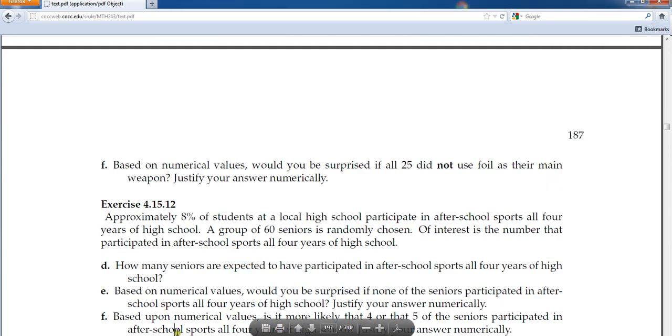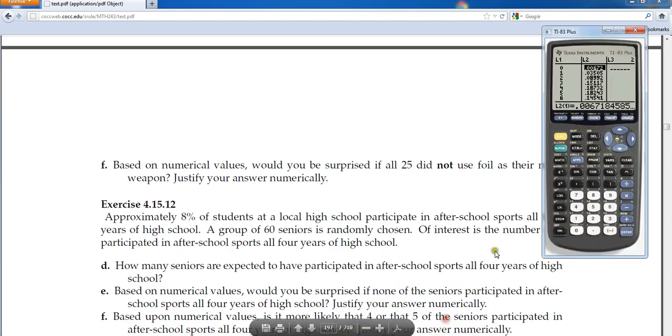And F, based on numerical values, is it more likely that 4 or 5 of the seniors participated in after-school sports? This is just kind of fun. I've lost the TI now for a moment. We won't see it, but we can kind of think about it. If we know the average is 4.8, 4.8 is closer to 5 than it is to 4. So the average being 4.8, 4 and 5 are both around the same likelihood, although you can see the chance of 5 is slightly lower than the chance of 4.